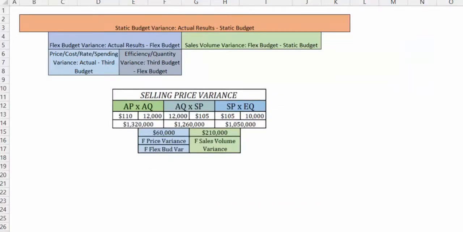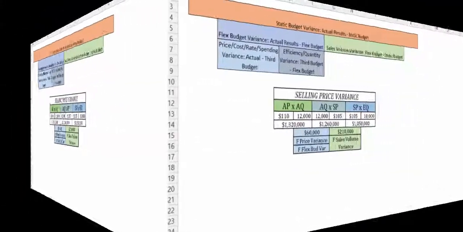In the next video, we're going to look at the direct cost variances, direct materials and direct labor, and see how we can split those into cost and efficiency or quantity variances. But for now, that's the end of this video.